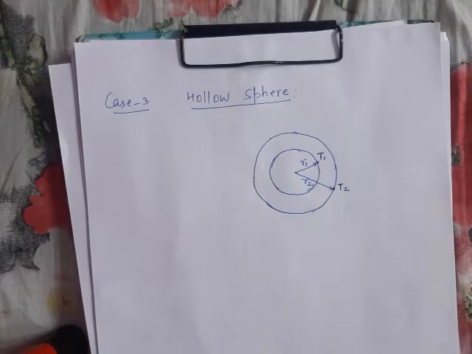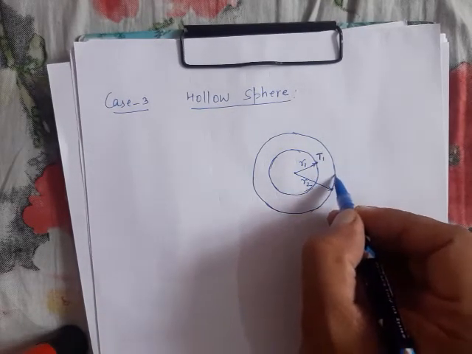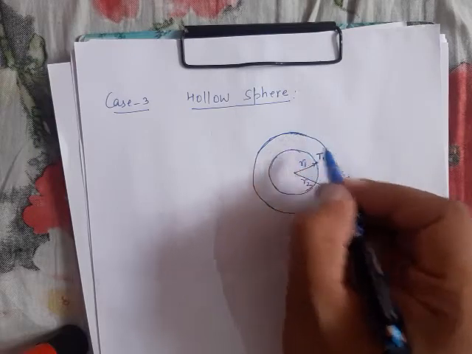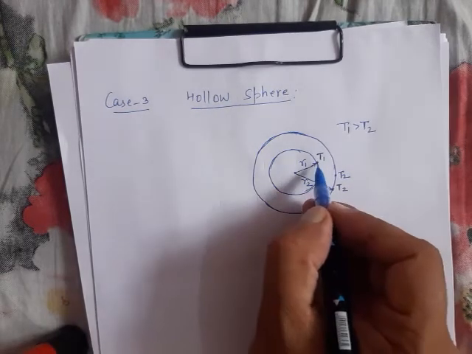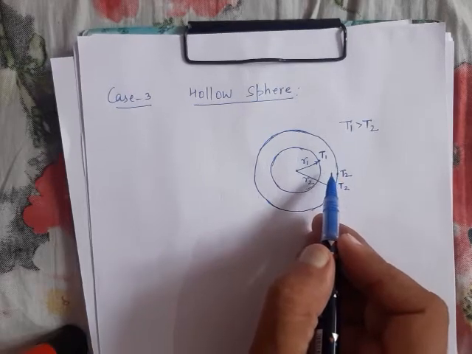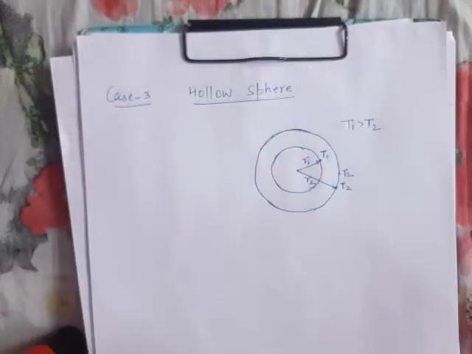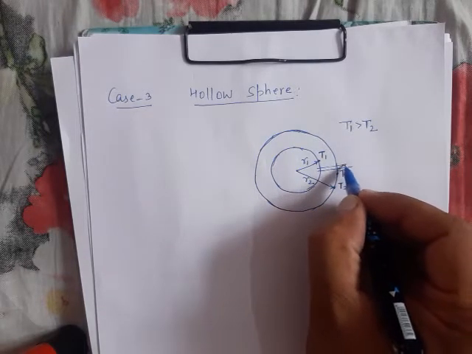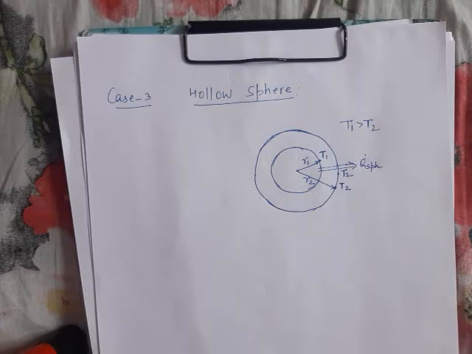Now let's derive an expression for the heat conduction equation under certain assumptions, and T1 is greater than T2. So heat conduction is taking place from the inner face toward the outer face. Since T1 is greater than T2, the conduction of heat will take place from the inner face to the outer face in the radial outward direction. So heat will conduct in this fashion, in the radial direction, Q sphere.